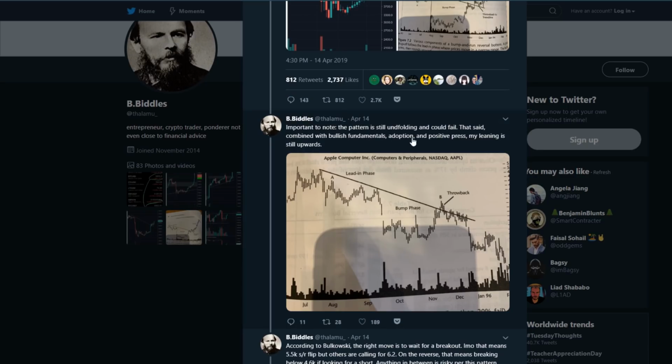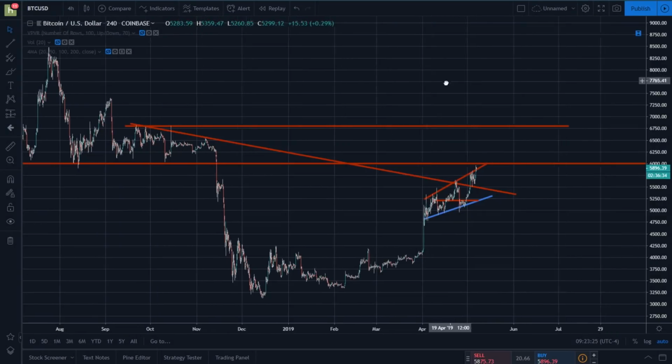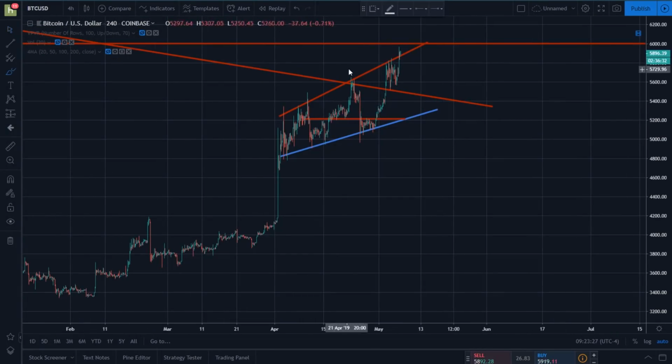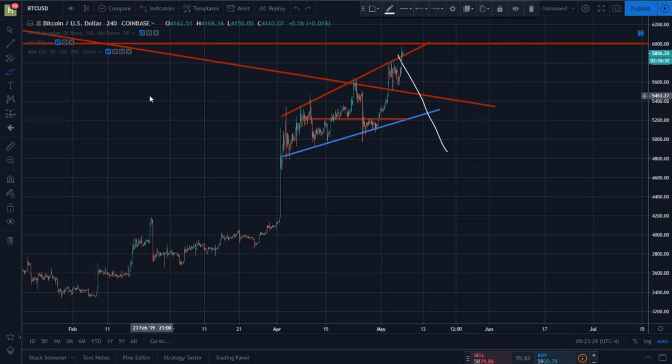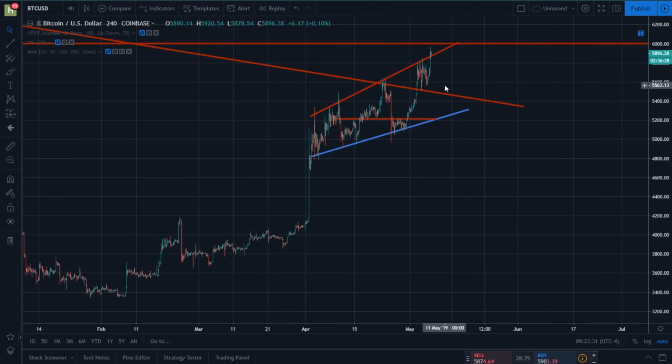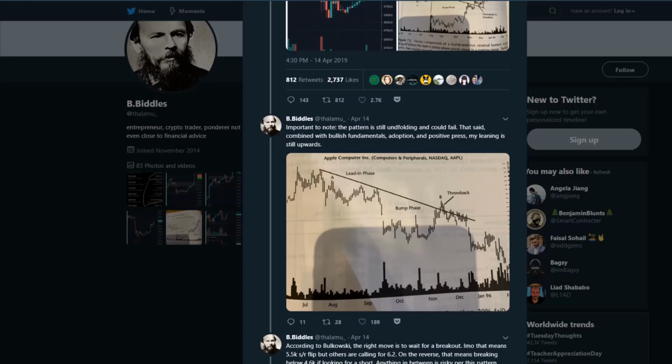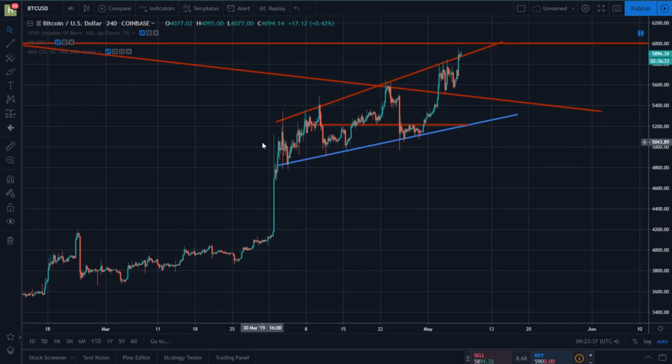Combined with the bullish fundamentals, adoption, positive press, my leaning is still upwards. And that's been my leaning for quite some time, that at the very worst, Bitcoin has some kind of minor correction and then a bull run. That's what he said, and I completely agree with him. Based on those bullish fundamentals, based on the adoption, based on the positive press that Bitcoin's been getting, and also, I'll add to that, some of these major institutions stepping into the market, a lot of regulatory clarity coming into the market. Every day that passes, the legal framework around Bitcoin gets more and more clear, which makes the space a lot more friendly to business.